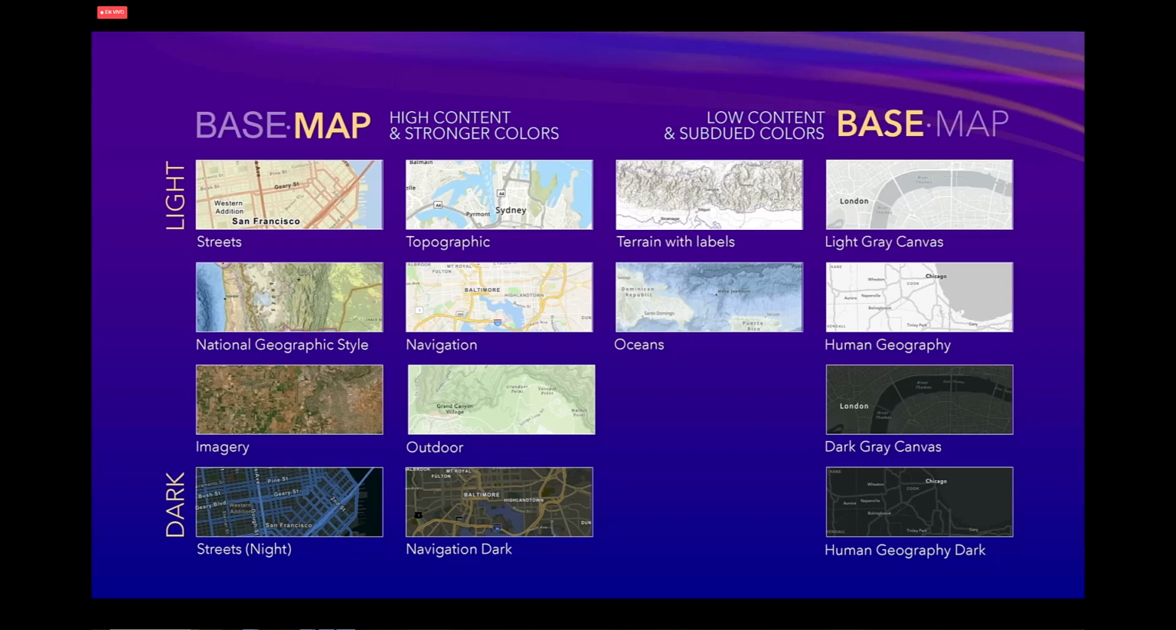A base map is one where the base is the important part. It's got subdued colors. It may even be grayscale, like the light gray canvas that we've got here.